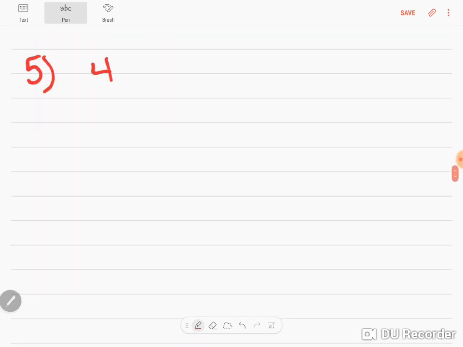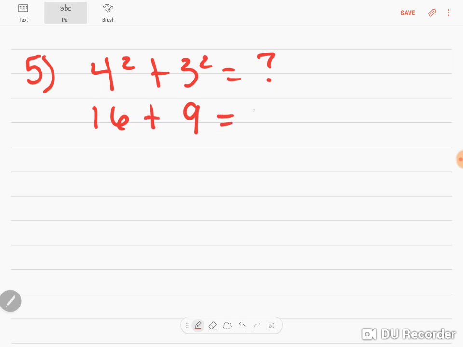Number 5 says 4 squared plus 3 squared equals what? Well, before we can add these numbers, we must square these numbers first. So 4 squared is saying 4 times 4. 4 times 4 is 16. 3 squared is saying 3 times 3. 3 times 3 is 9. So 16 plus 9 is equal to 25.